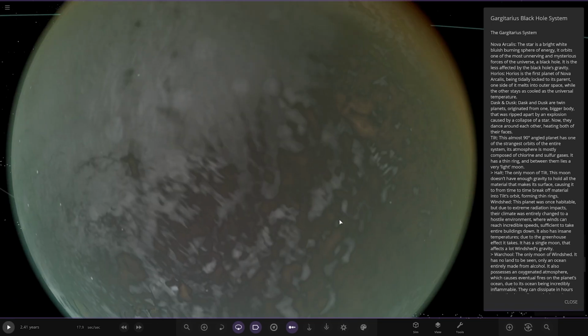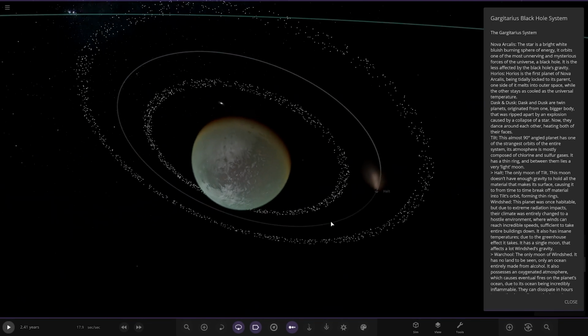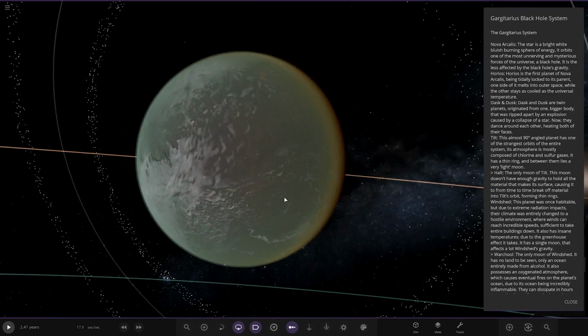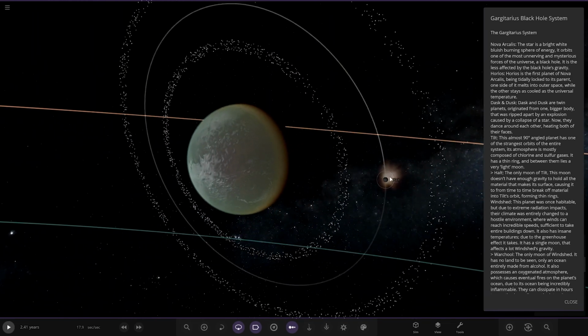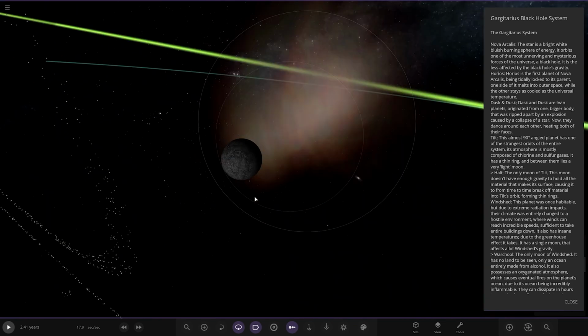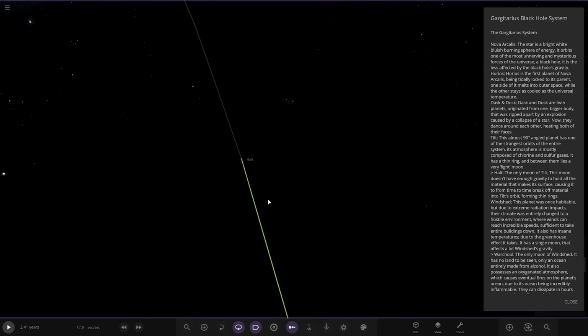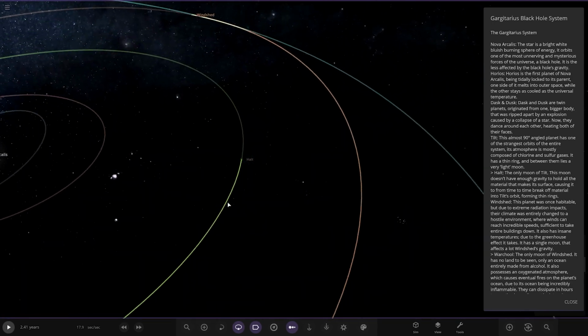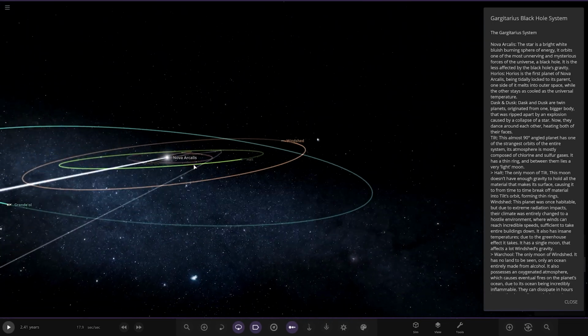Next up we've got Tilt. This almost 90 degree angle planet has one of the strangest orbits in the entire system. Its atmosphere is mostly composed of chlorine and sulfur gases. It has a thin ring. Between them lies a very large moon. That is a bizarre looking design as well. I really like that. I really, really like that actually. And I like the moon as well in between the rings. That is pretty cool. Kind of like holds the rings together maybe. So let's check its orbit out as well. We'll see. Pretty crazy. Okay. Oval shaped, slightly tilted.